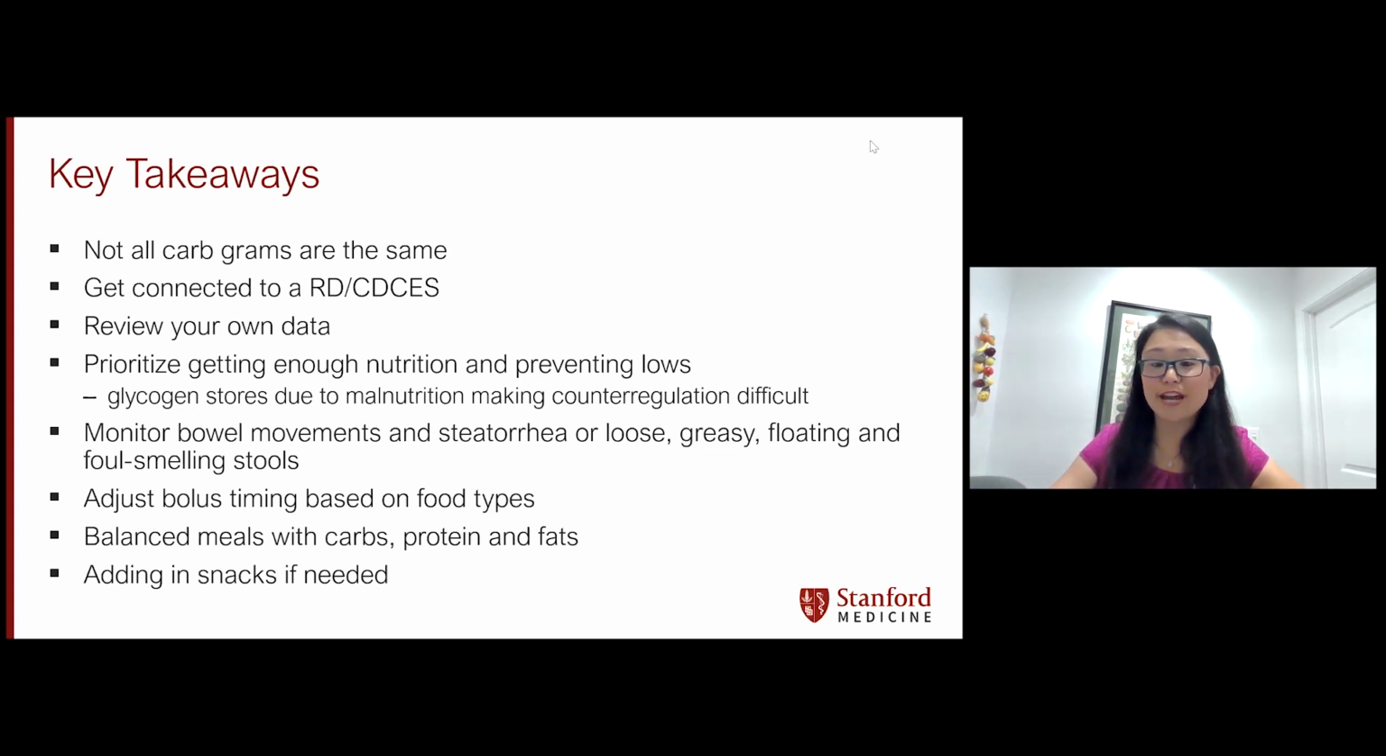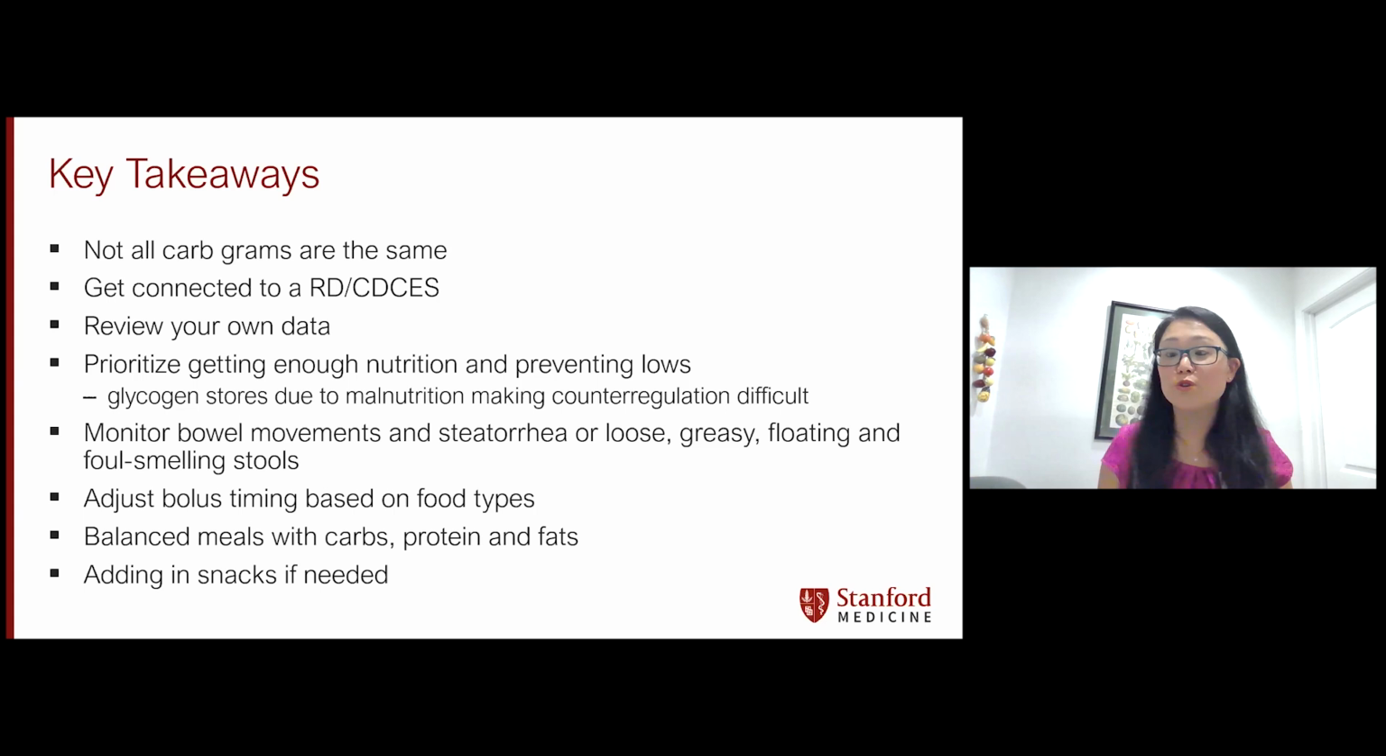And then also, like Dr. Tan mentioned, there can be more malnutrition, and then the counter-regulatory hormones are maybe not as helpful in helping us raise our blood sugar from our liver, and so we really have less of a safety net. And then definitely monitoring our bowel movements, and if there's any big changes, definitely sudden weight loss or changes with our stool, like steatorrhea, so loose or greasy or floating stools, extra foul smelling, which would indicate that fat is not being absorbed and digested well with the lipase.